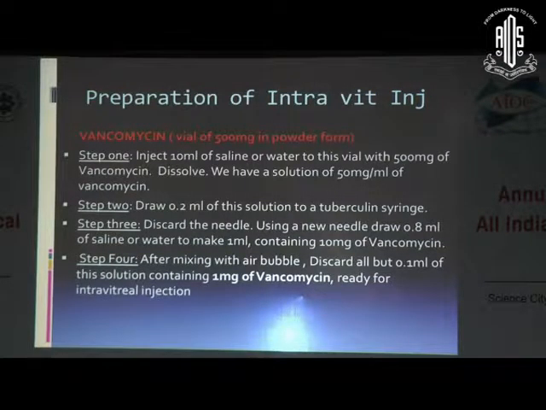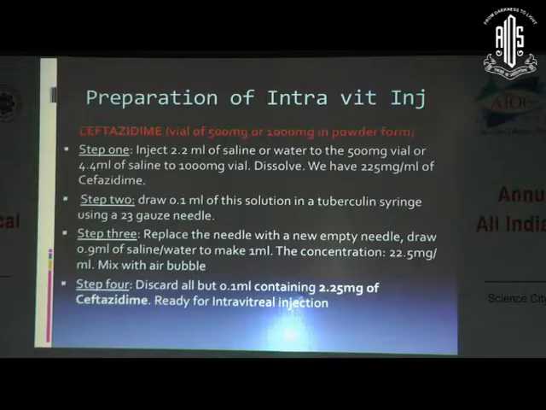Vancomycin is available as a 500 milligram powder, so it is reconstituted with 10 ml of sterile water for injection, and then we withdraw 0.2 ml. I'll be showing you a video for this. We withdraw 0.2 ml of this into a tuberculin syringe. We change the needle and then draw 0.8 ml of saline or distilled water in it for dilution. After mixing, we discard the rest and use only 0.1 ml of this. So we achieve a concentration of 1 milligram.